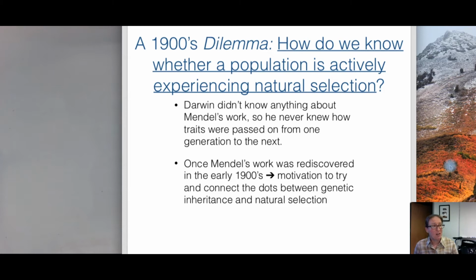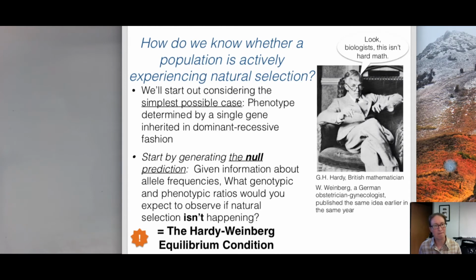So it took the rediscovery of Mendel's work in the early 1900s to then lead to motivation to try and connect the dots between what we now knew about how traits get inherited and this process of natural selection that Darwin had identified.